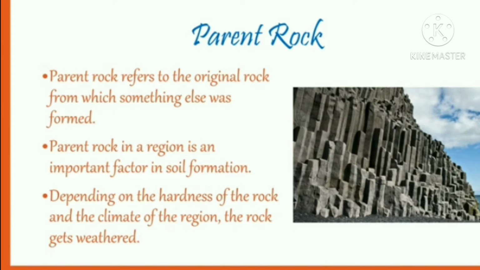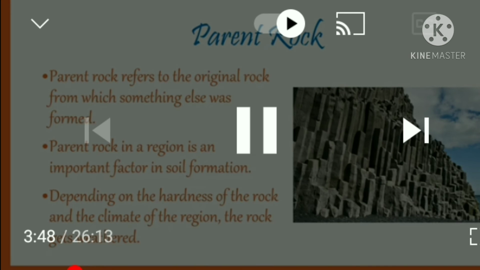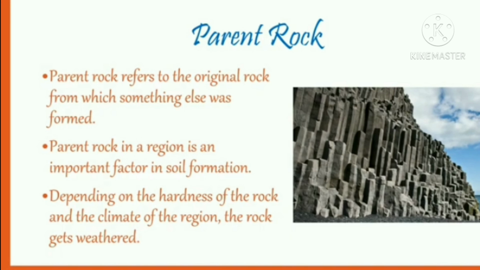Depending on the hardness of the rock and the climate of the region, the rock gets weathered. The rock turns into powdery material, which further turns into earthy material. For example, the basalt rock of the Deccan Plateau in Maharashtra turns into black soil after weathering. This soil is known as Regur soil.